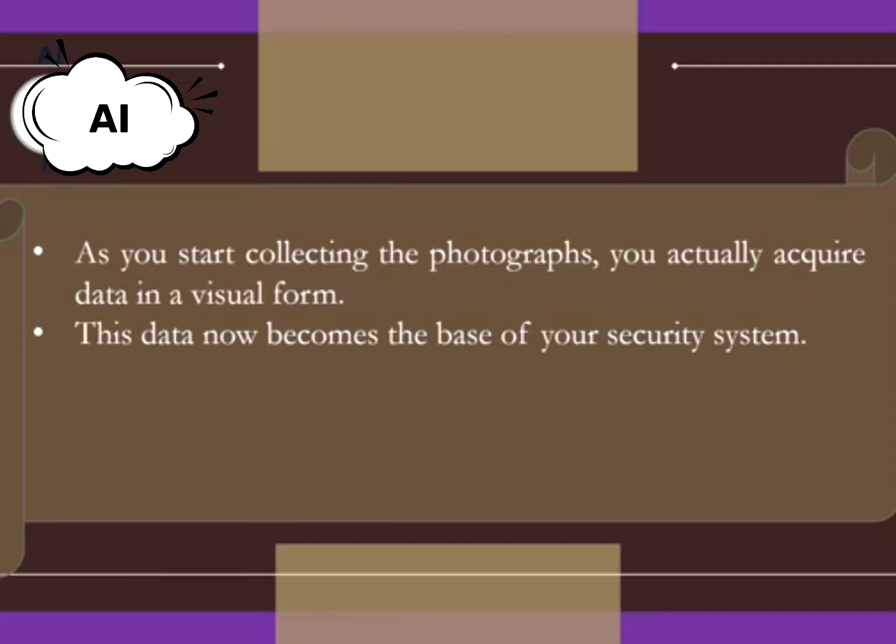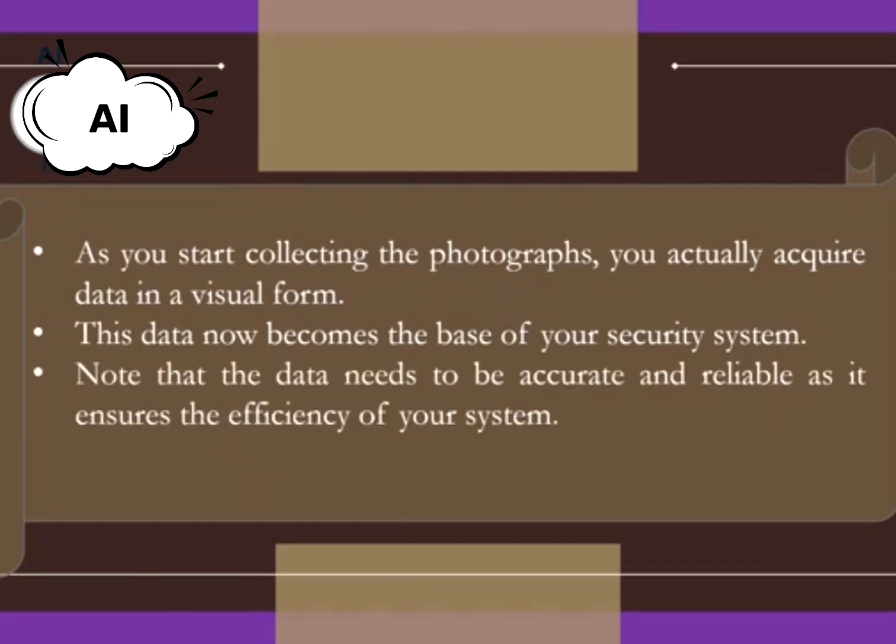Now this data becomes the base of our security system. If this data goes wrong, then there is a chance that the whole model may fail. So we need to ensure that the data is accurate and reliable as it ensures the efficiency of your system. This is known as data acquisition, which is the second stage of your AI project cycle.